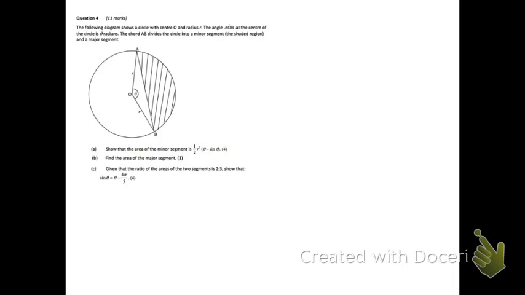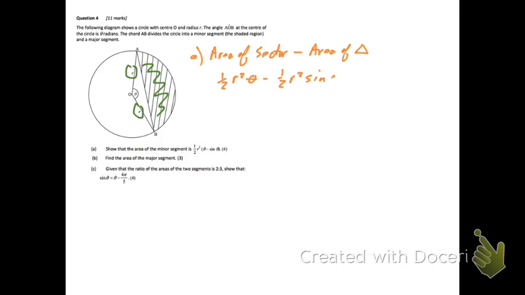So I'm going to start off by talking about this minor segment, this shaded area here. Notice that I've got r for my radius. I haven't been given a number, so I'm just going to use r. I want to show that the area of the minor segment is that, and I know that the area of that segment is going to be the area of the sector minus the area of that triangle.